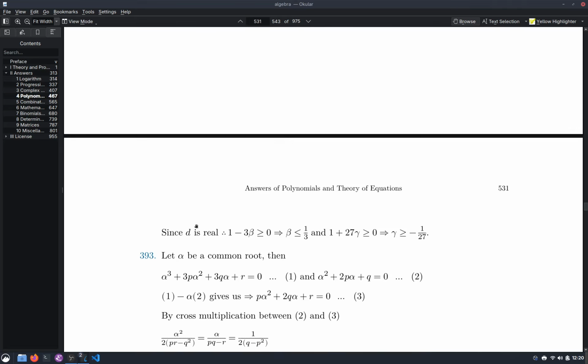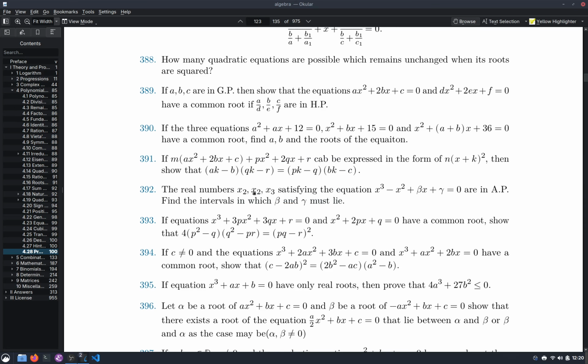Once we have all this, it is known that d is real, so 1 minus 3 beta will be greater than or equal to 0. So beta is less than or equal to 1 by 3, and 1 plus 27 gamma will be greater than or equal to 0. So gamma is greater than or equal to minus 1 by 27.